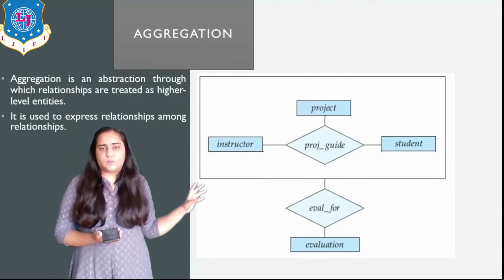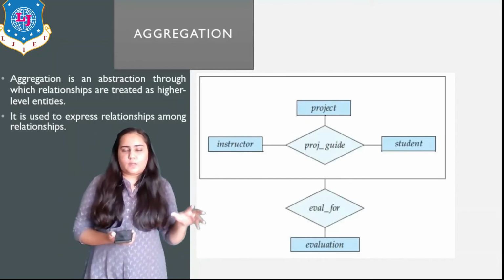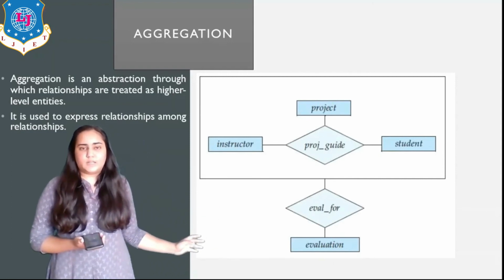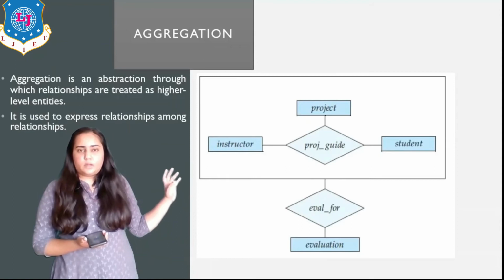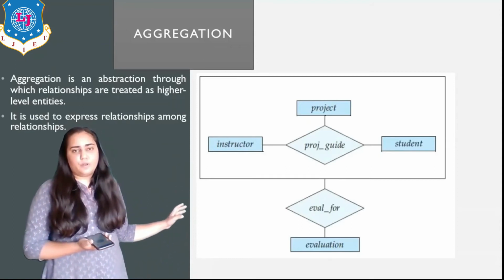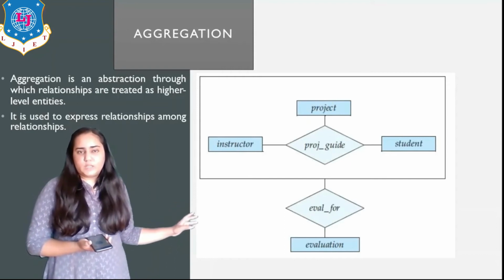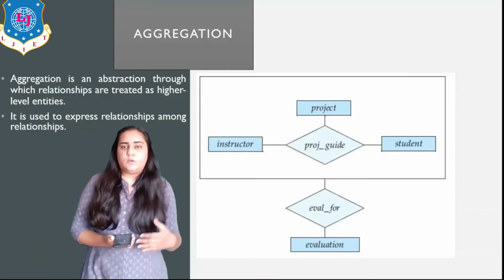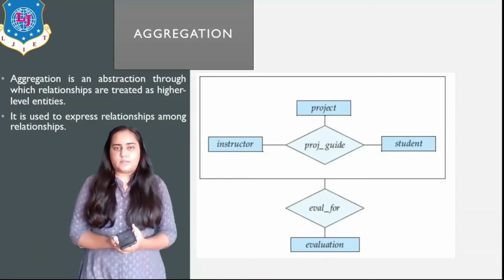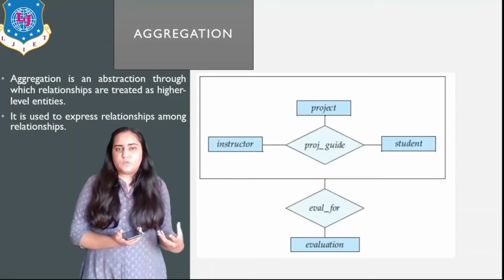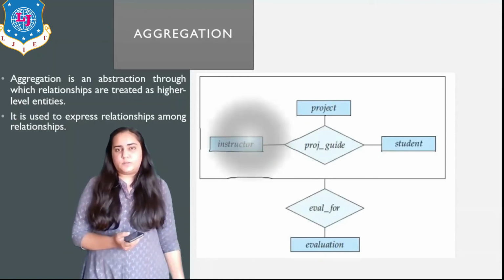And so the best way to do this is to combine the three entities that you have, draw a box over them, and then attach a fourth entity set with it by another relationship. So you can say that this eval for relationship that you see here is actually attached with project guide, not with an entity set. That is why you can say aggregation allows you to create relationships among relationships.